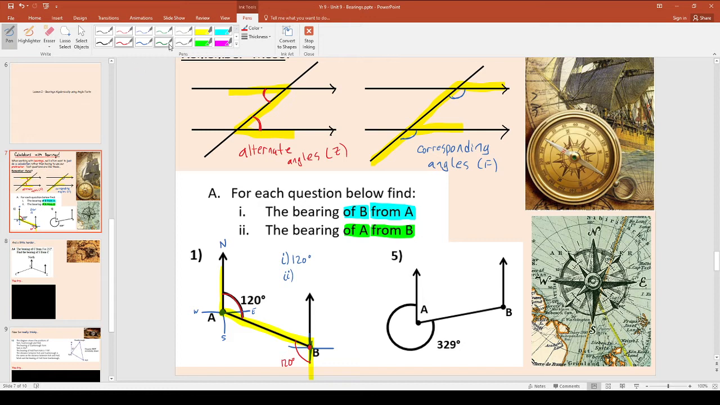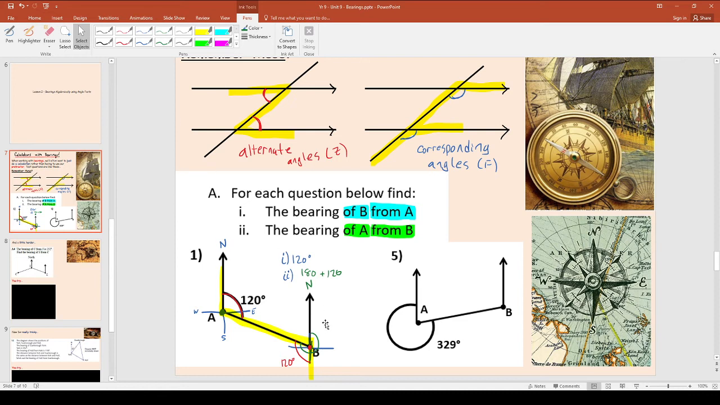And in that case, we now know enough to get our bearing, because our bearing is from north, don't forget, and it's going to be all the way around, through everything, all the way to there. Well, if halfway around from here to here is 180, then to get all the way around, it's just going to be 180 plus 120. Can you guys see that?